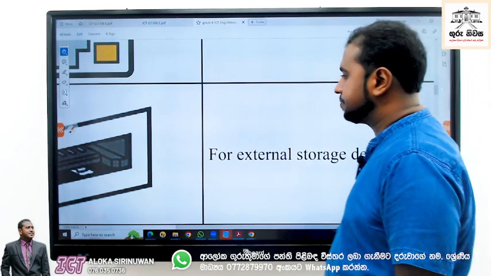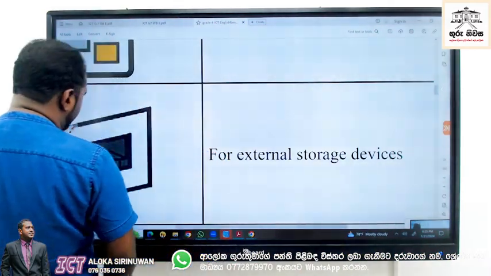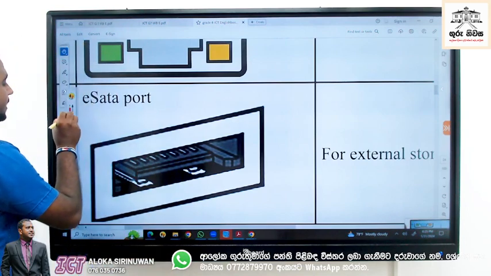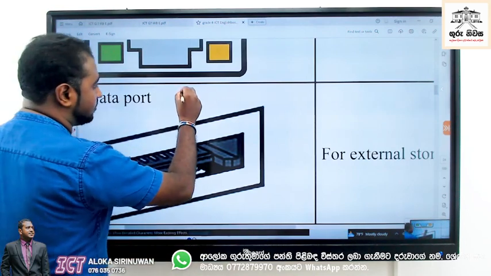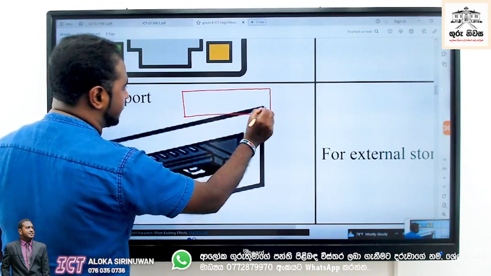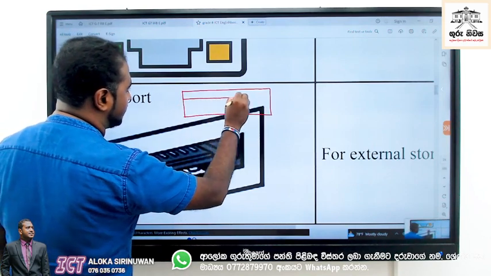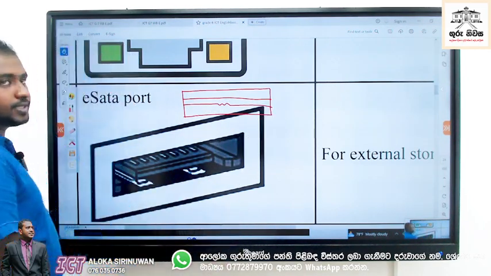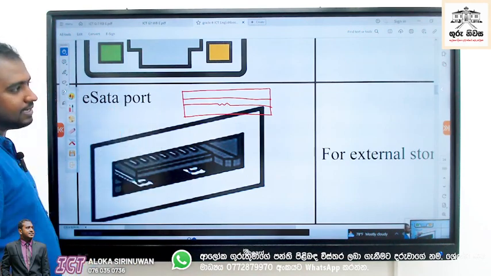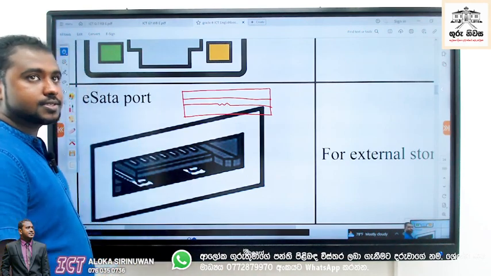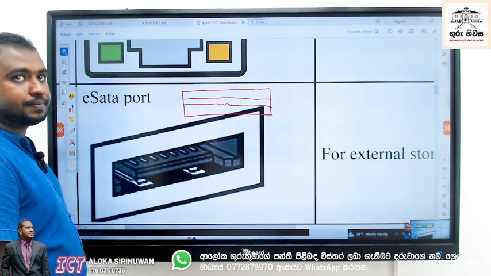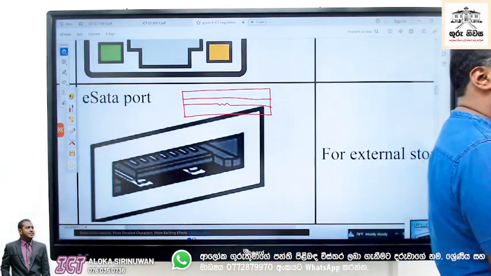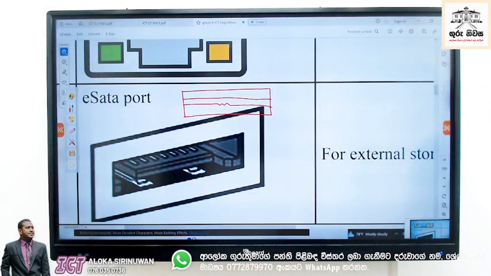Sir, do we have to draw the picture of them? If you can, yes. Draw it as best you can. Like this, all of you draw a box, then draw a little cut like this. A short block diagram. Take out your pencil and draw. Then it will help you to memorize what the port is and how it looks.